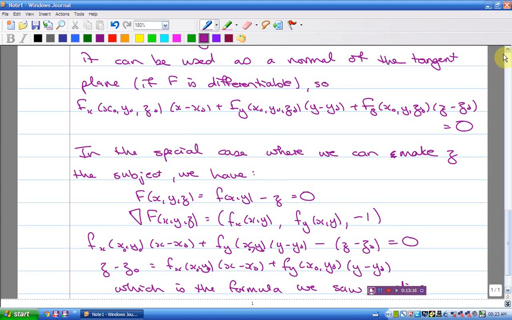Where you can take your big F and you're able to tease apart the terms so that z is all by itself and the other terms are just x and y, which you have to be able to do if it's possible to make z the subject. As I say, think of it going the other way. If we'd actually started with z equals some function of x, y, and then we'd taken z across, and then we'd chosen to call that big F.